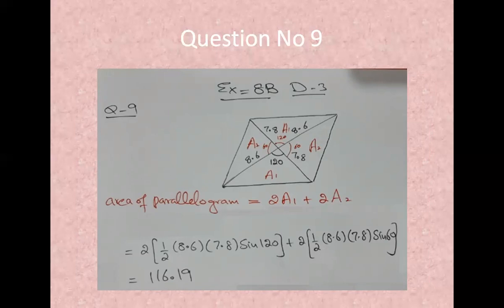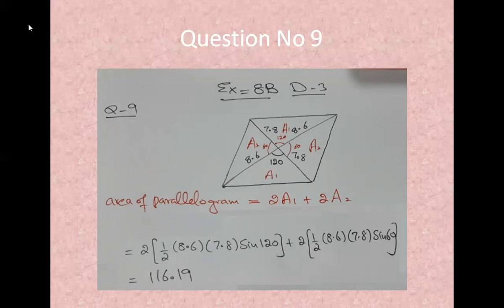The diagonals, I'm reading from the book. The statement of the question is a story sum. It says the diagonals of a parallelogram have lengths 15.6 centimeter and 17.2 centimeter. They intersect at an angle of 120 degrees. Find the area of the parallelogram.